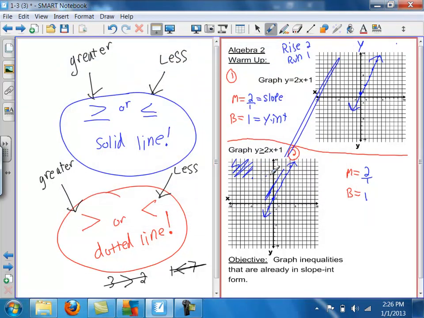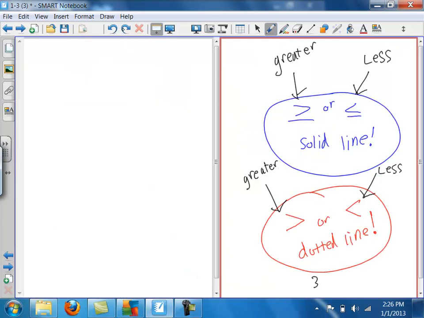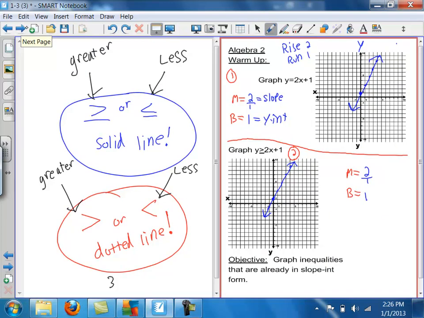Oops, I don't know how that happened. Let's try to get rid of that. Okay, there we go. So if it's greater, we know that we shade above. So let's do that. Sorry for the delay there. You might want to shade lightly or whatever. We know it's going to look kind of like this. Okay. So these are all our answers.